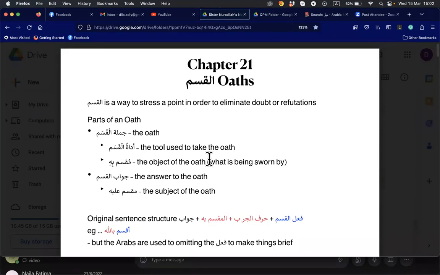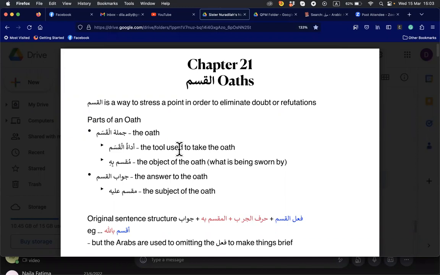Okay, so qasam is our oaths, right? And we take an oath basically to stress a point, or maybe someone is doubting us. Maybe someone thinks you are a liar, you say, Wallahi, I'm not lying, right? That's what we do when we take oaths, or we want to refute someone.